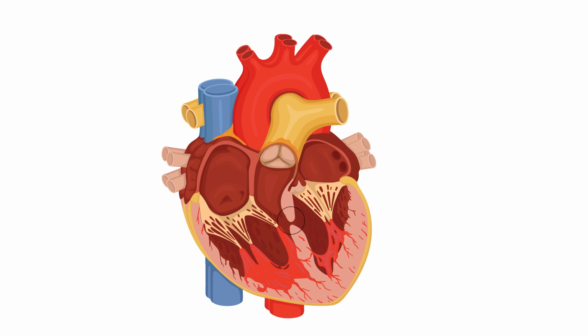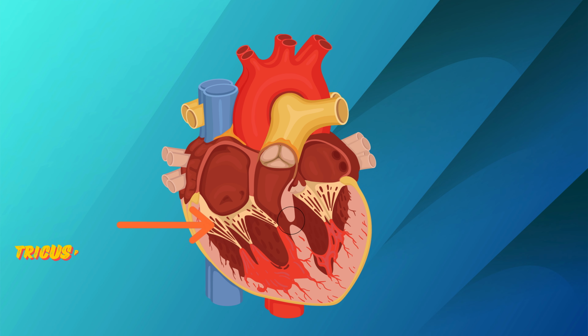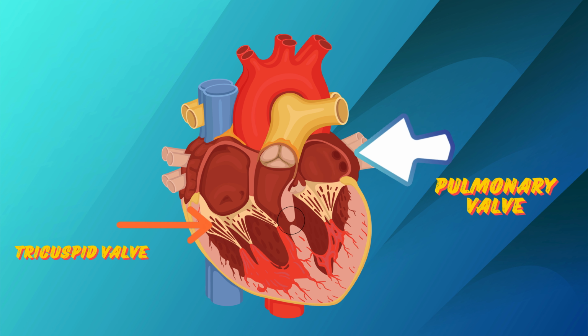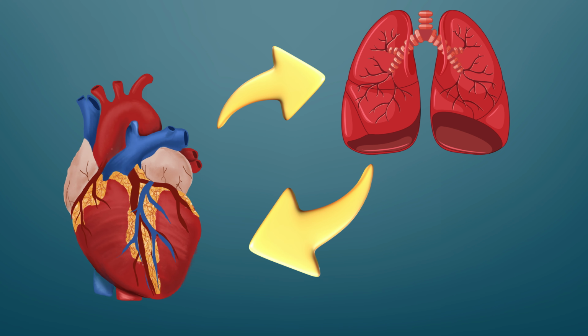Another important structural component of your heart are the heart valves. 4 valves regulate blood flow through your heart. The tricuspid valve regulates blood flow between the right atrium and right ventricle. The pulmonary valve controls blood flow from the right ventricle into the pulmonary arteries, which carry blood to your lungs to pick up oxygen.